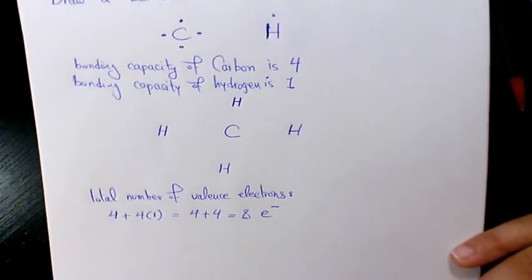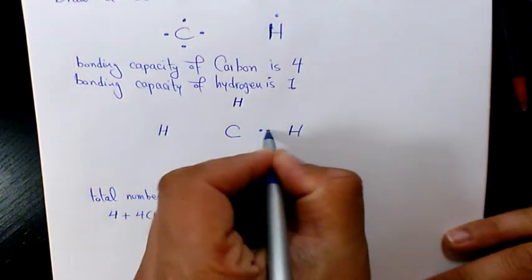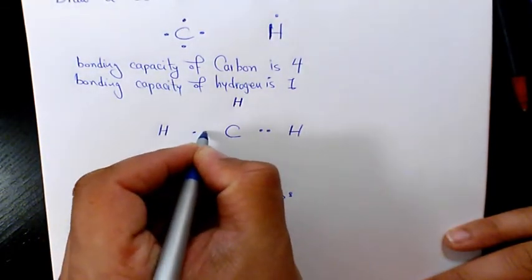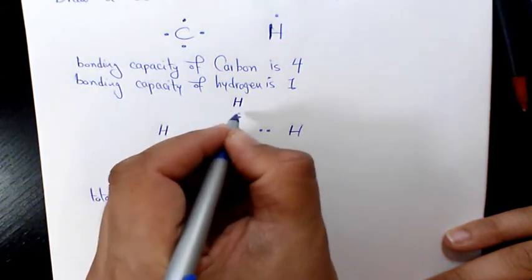And then what I can do, I can place one pair of electrons between each adjacent pair of atoms, and every two of these dots represents the bonding electron pair that forms a single covalent bond. So 2 electrons between adjacent elements.